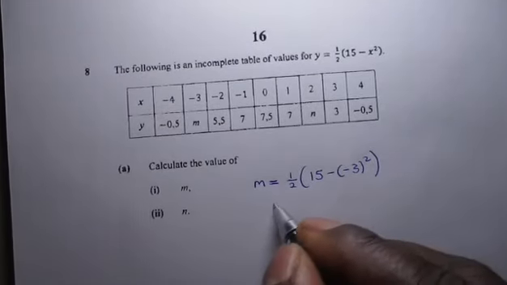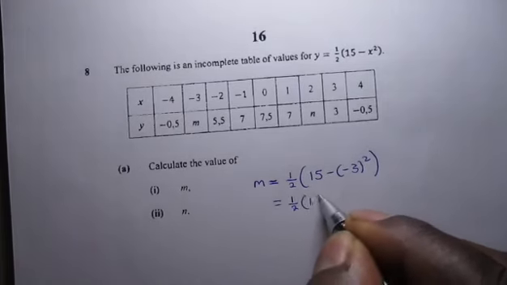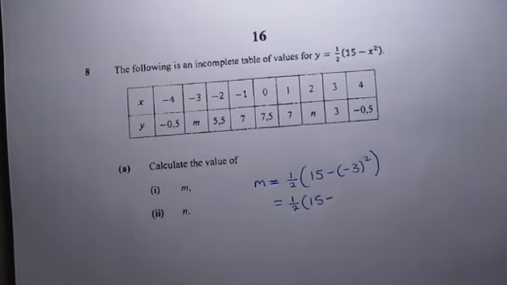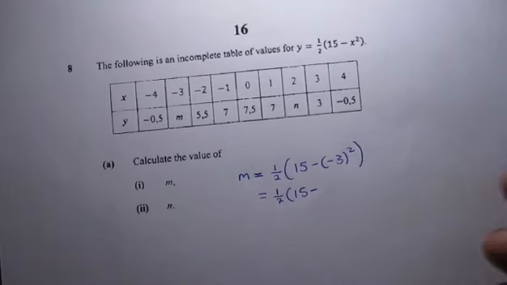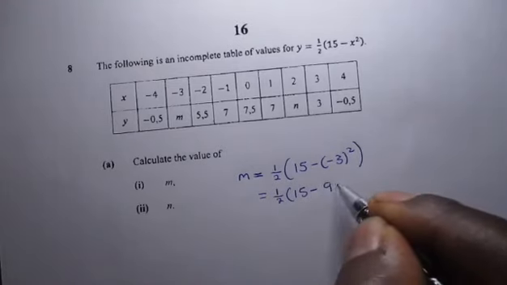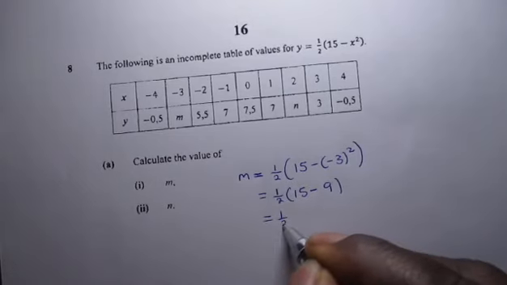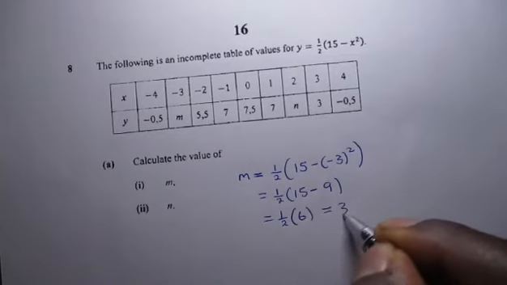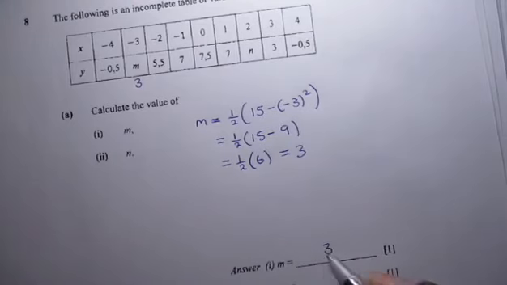Then if you want to work it manually, you have to be very careful of signs. Remember, any negative number raised by power 2 becomes positive. So minus 3 squared, you don't get minus 9, but you get plus 9. I hope you are following. Then 15 minus 9 gives you 6. Half of 6 is equal to 3. So it simply means that m is equal to 3. I hope you are following, class.